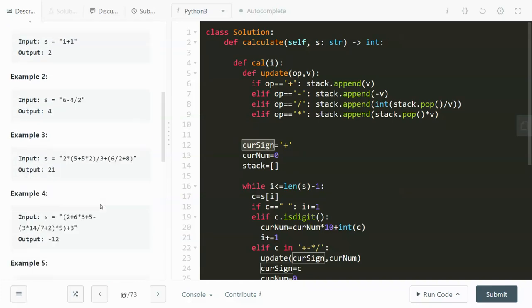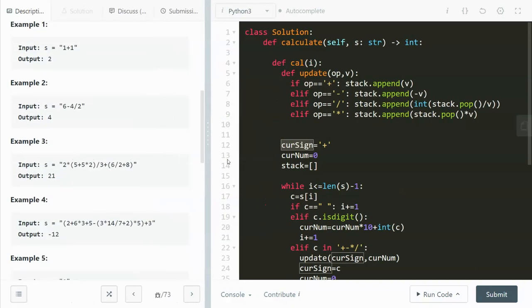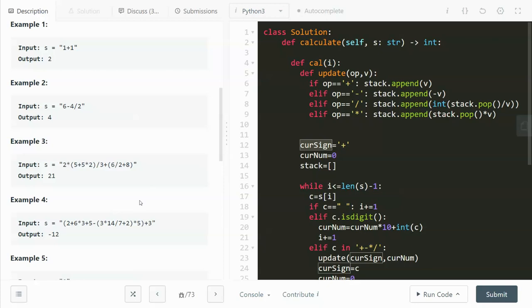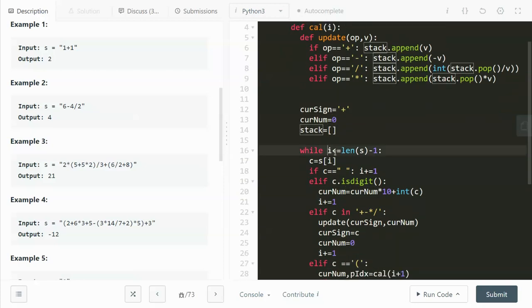Okay, let's walk through the code with a concrete example. Maybe we can choose this one right here. So we have current sign. As a default, we have a plus sign. Also current number defaults to 0. And we have a stack that we're gonna work with. So the index i is gonna scan through the given string, right? We have a character that looks at the i index of the string.